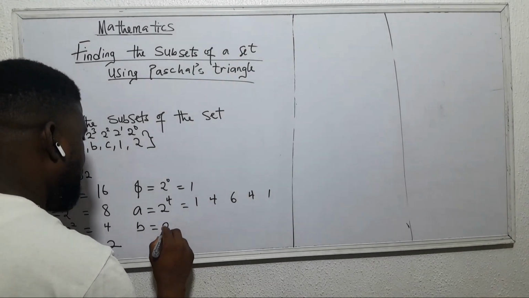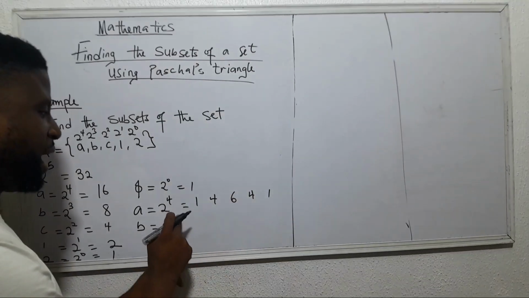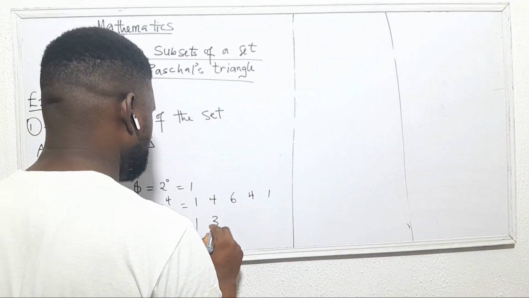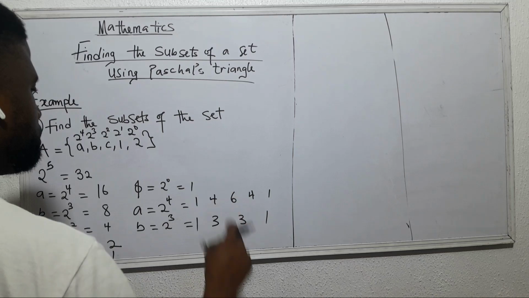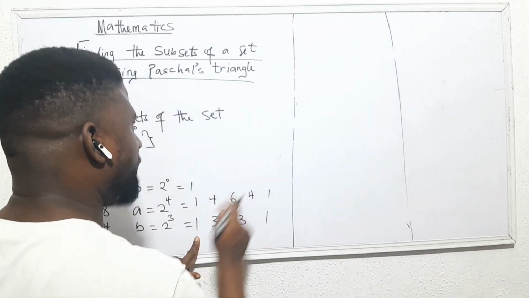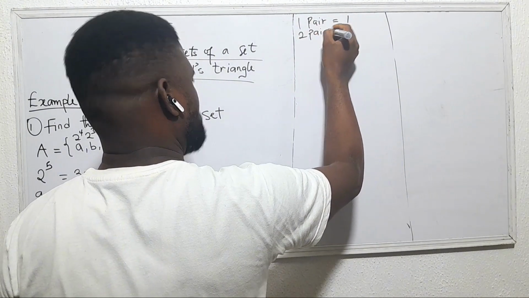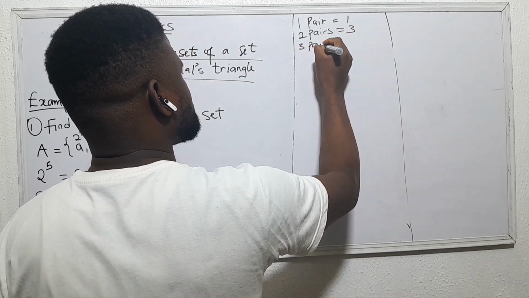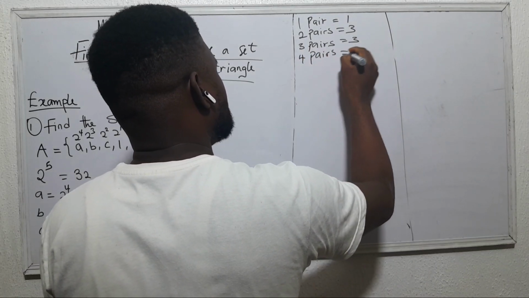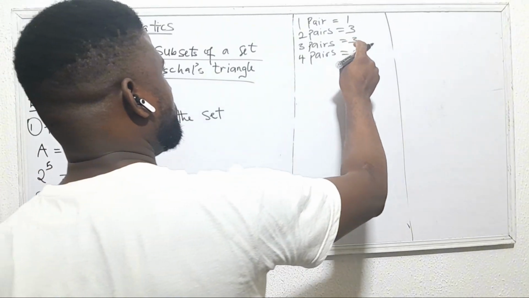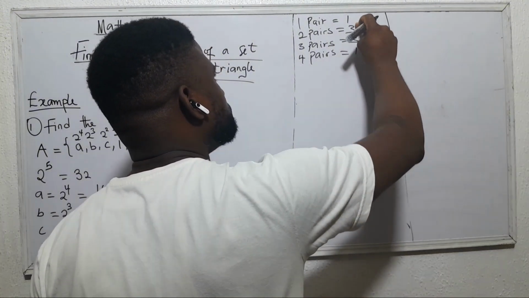Element B is 2 raised to power 3. So we'll be using the line of Pascal triangle x raised to power 3, which is 1, 3, 3, 1. So now it simply means that one pair will give us 1 subset. 2 pairs will give us 3 subsets. 3 pairs also give 3 subsets. Then 4 pairs give 1 subset. If you calculate everything together, you still get 2 raised to power 3, which is 8. 1 plus 3, 4, plus 3, 7, plus 1, 8.